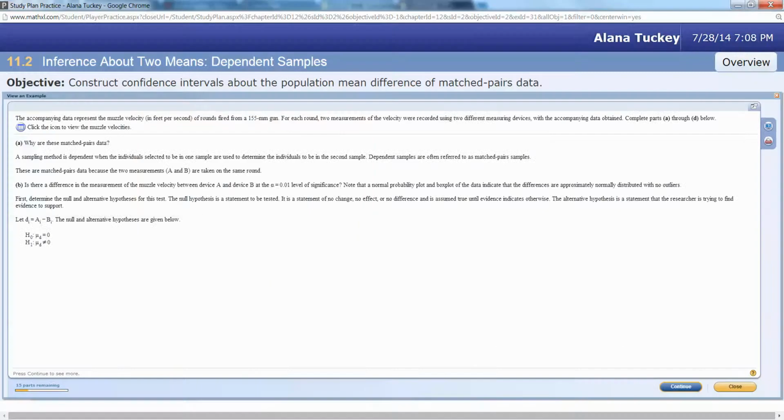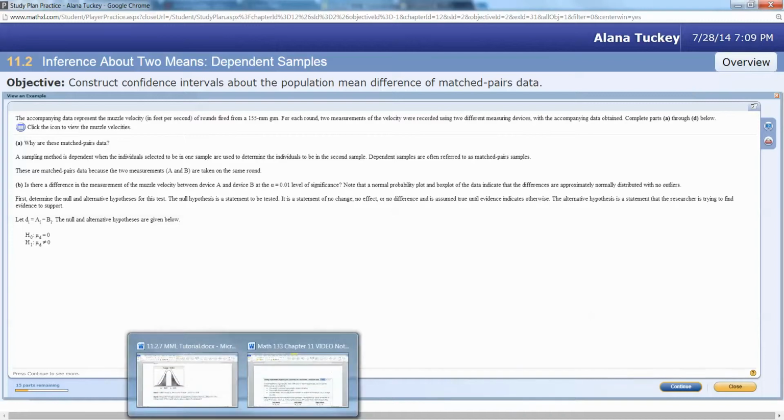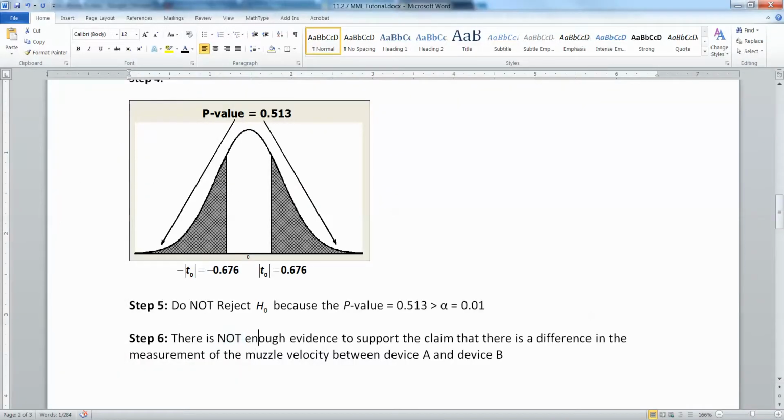What claim? Well, if you look back in the problem, it says, is there a difference in the measurement of muzzle velocity? That's your claim. You're claiming there's a difference, that mu d is not equal to 0. You couldn't get enough evidence to prove that. Doesn't mean it's not true. It just means we didn't have enough evidence to prove it.